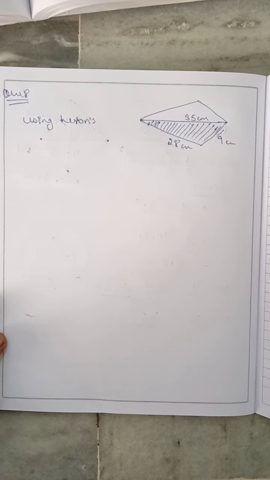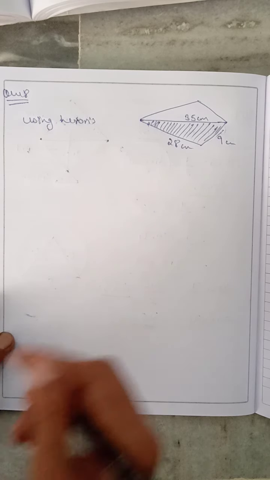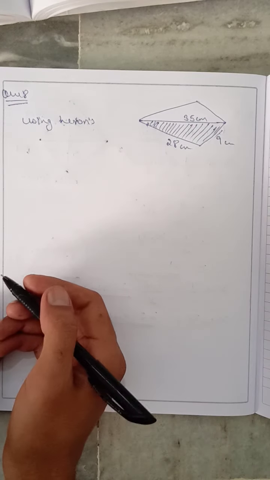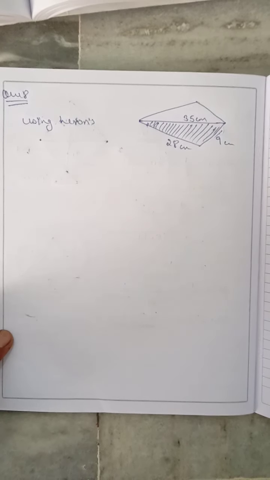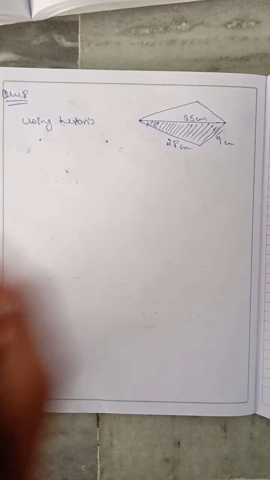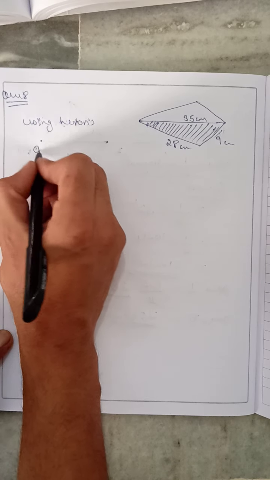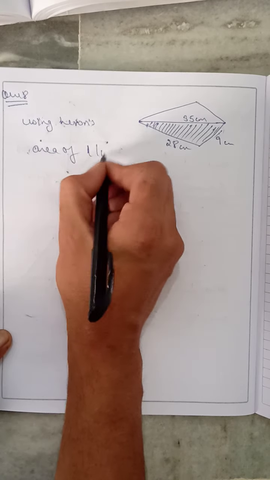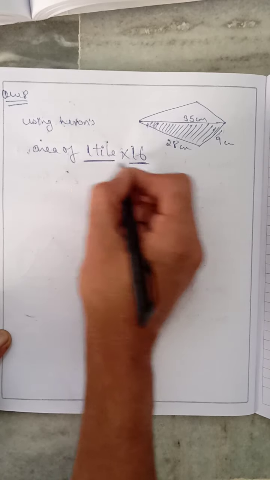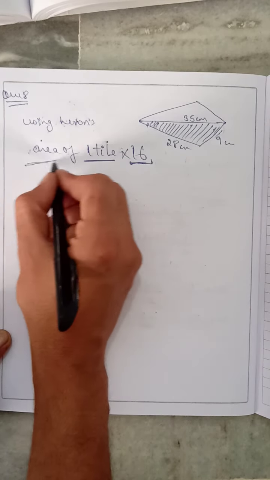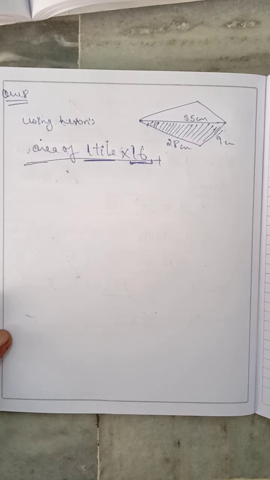Now coming to the next question, that is question number 8. They are saying a floral design is made up of 16 tiles. There are total 16 tiles and you have to find the cost of polishing. First we need to calculate the total area of 16 tiles. What we will do, we will calculate the area of one tile into 16. We will calculate the area of one tile, multiply it with 16 and we will get the total area.